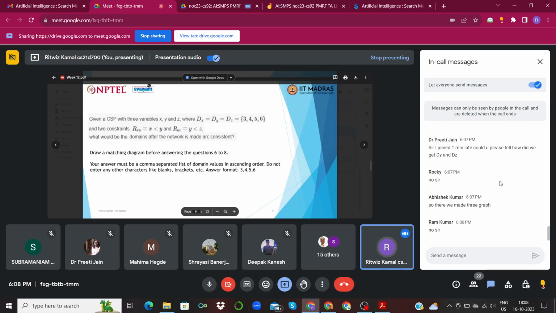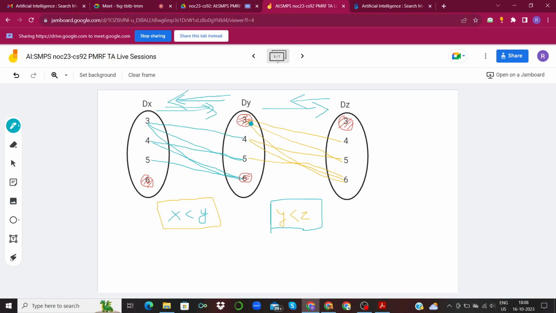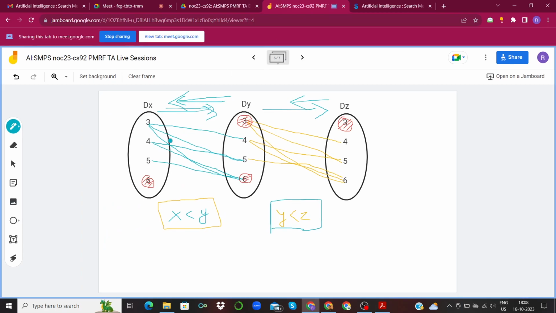Yeah, sure. So let's go over how we got the dx, dy, and dz sets. Essentially you're right, Abhishek. We made three graphs, and the way we got dx, dy, and dz is that you start with the domains of x, y, and z, which are basically the same. You're told that these variables x, y, and z can all take values from among the numbers 3, 4, 5, and 6. That is what is represented by dx, dy, and dz. And then you connect the corresponding values which satisfy the given constraint. Here it's x less than y and y less than z.